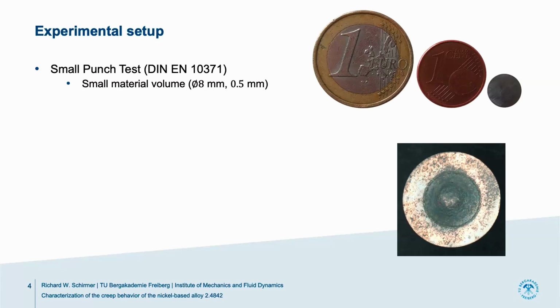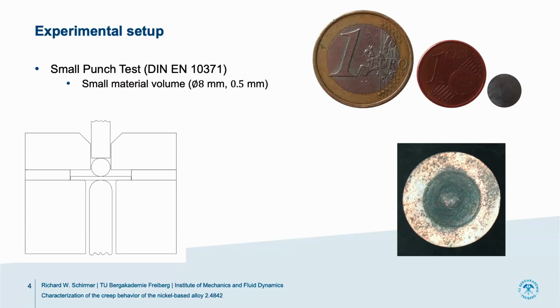After the test, the specimen looks like this. And from there, we can conclude we have the problem of large deformation. But what does the test look like and how is it performed? The cross-section is shown here on the left-hand side. Our little specimen is located here with the little disc, and we apply a force on the punch, and a certain ball is pushed through the specimen.